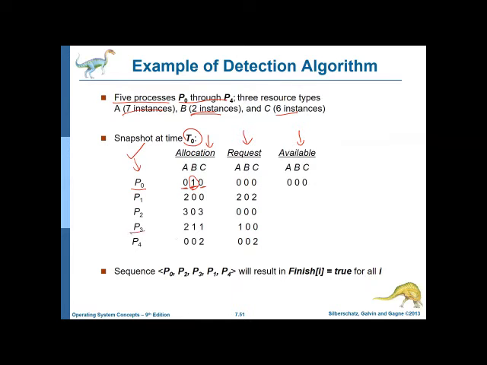Similarly, if you take another example, P3, 2 instances of A, 1 instance of B, and 1 instance of C has been given to P3, and so on. Now, what about request? Request means it needs more. So P0 requires nothing. So it is 0, 0, 0. It does not require anything more. It can complete its task with the help of this. What about P1? P1 requires 2, 0, 2. What does that mean? That is 2 instances of A, 0 instance of B, and 2 instances of C.